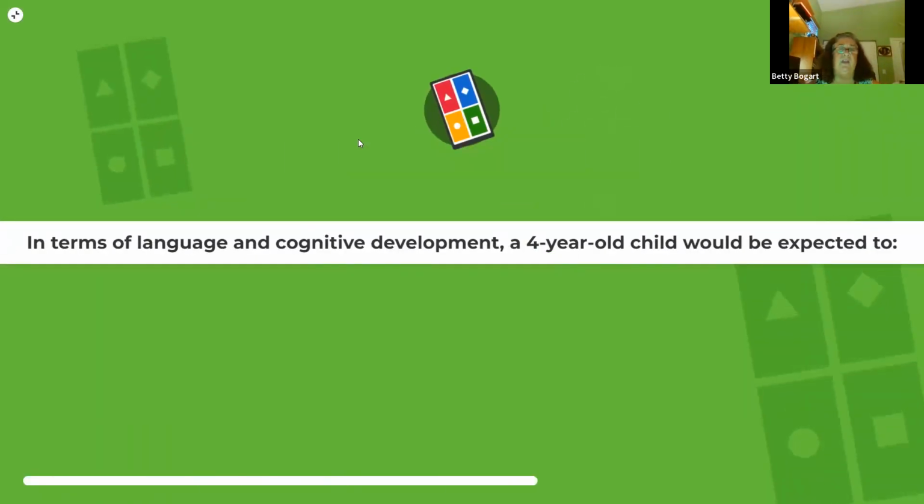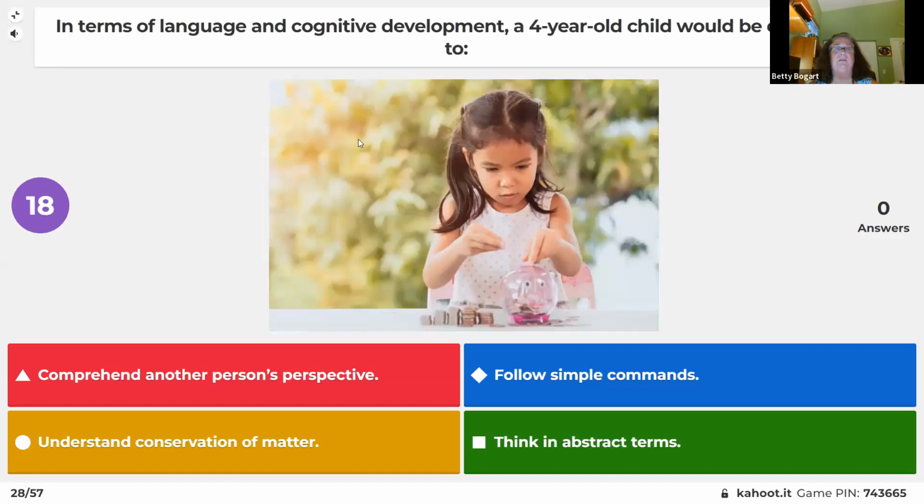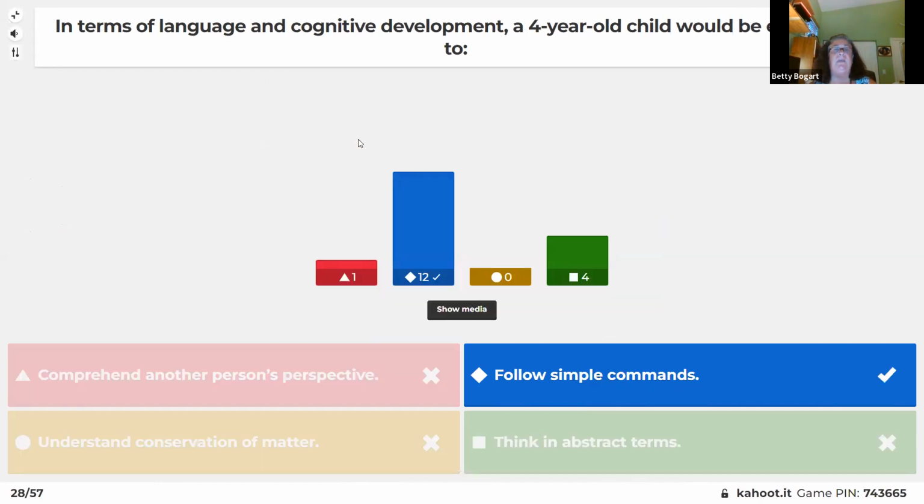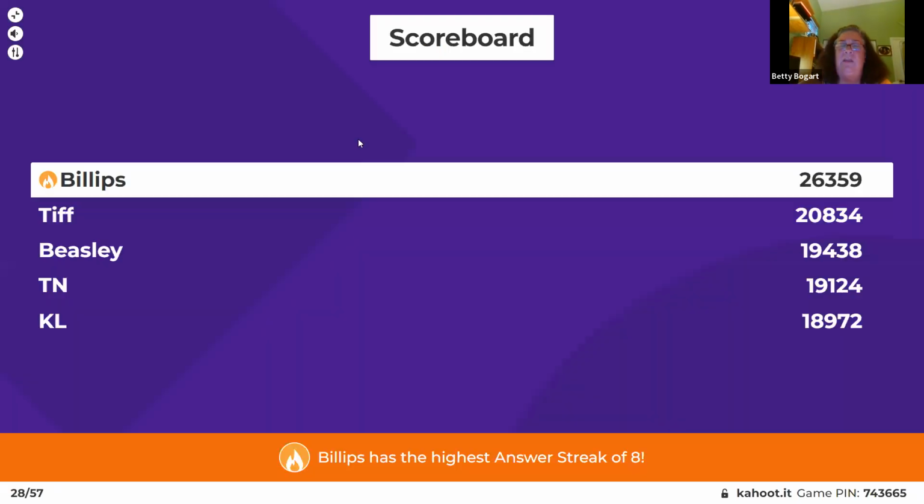In terms of language and cognitive development, a 4-year-old child would be expected to what? Cognitive remembers how they think. They should be able to follow simple commands. Go put your clothes in the dirty laundry. Let's go to the bathroom. Let's take our bath. Come on, it's time to have dinner. Go wash your hands. These are things a 4-year-old should be able to do. They're not into really understanding another person's perspective. That's way too advanced for this child. And they don't think abstract yet. They need concrete sort of information. They can't figure it out by themselves without that concrete information.